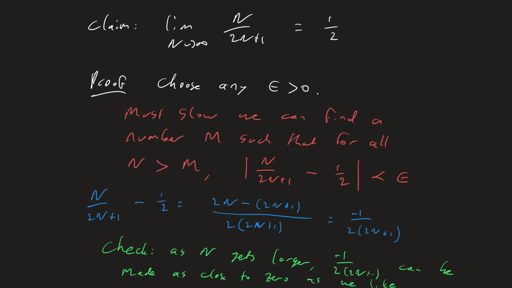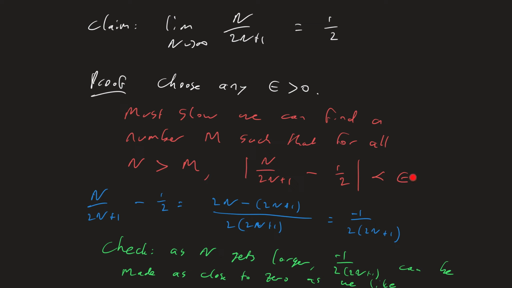So, given any epsilon, we have to have a rule based on epsilon to construct a number big M, such that whenever n is larger than this number here, then the expression we care about is very close to a half.